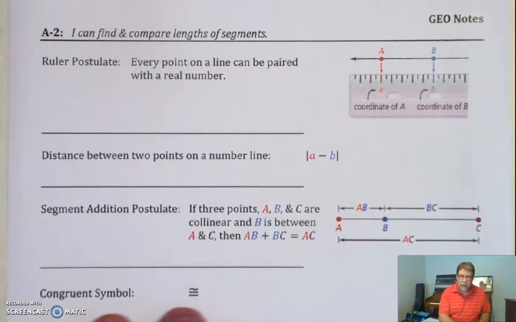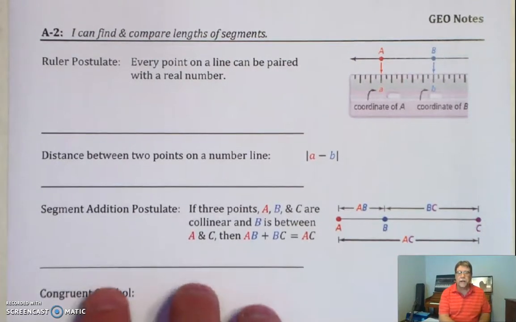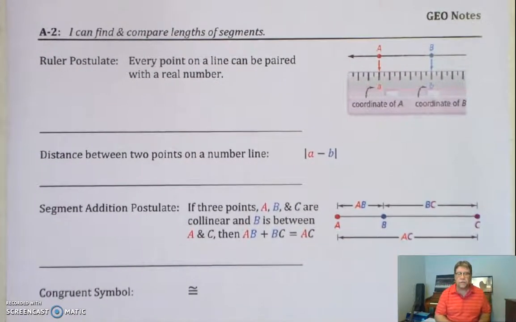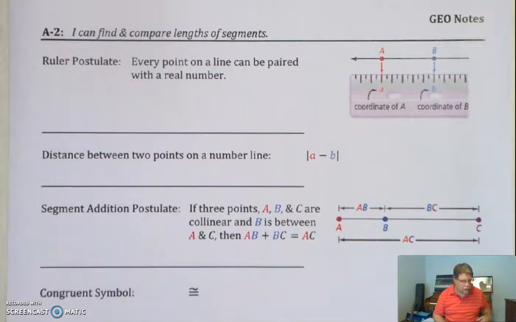Last but not least, we have a symbol. This is called the congruent symbol. It simply means that 2 things, could be 2 segments, it could be 2 angles, are congruent, meaning they're the same measure. They're identical. So that congruent symbol you'll use a ton later on when we talk about congruent triangles, and you will be using that symbol quite a bit this first semester. And there's your notes for section A2.